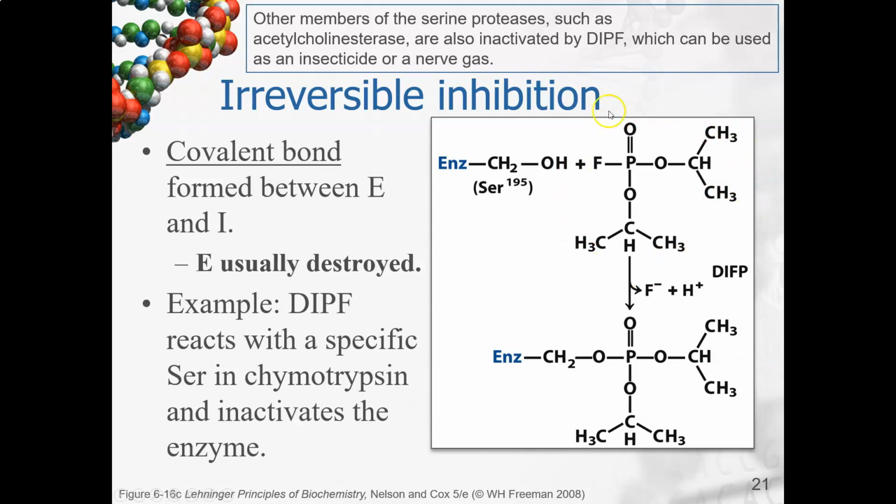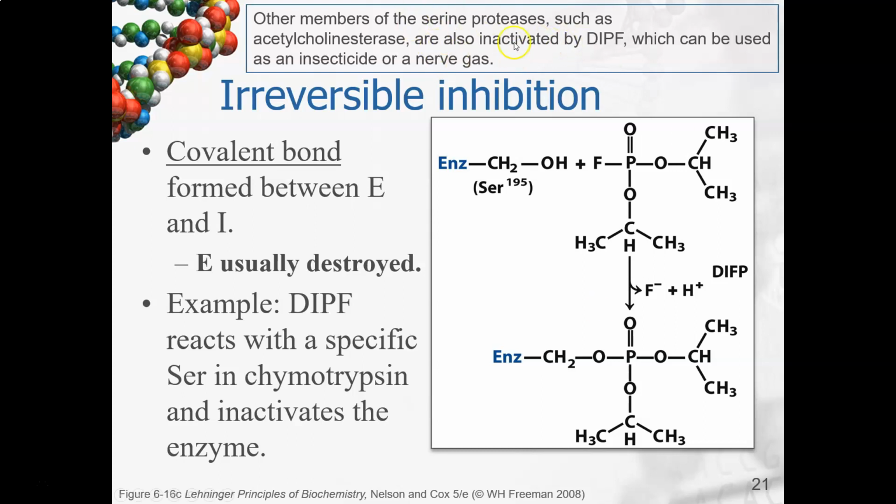So this compound right here, diisopropyl fluorophosphate, we can carry out a chemical reaction with this, and then you have the enzyme with this large group attached to it. You no longer have the OH, and since the OH is critical for enzyme activity, the enzyme is inactivated.